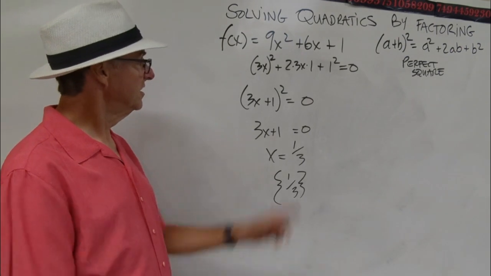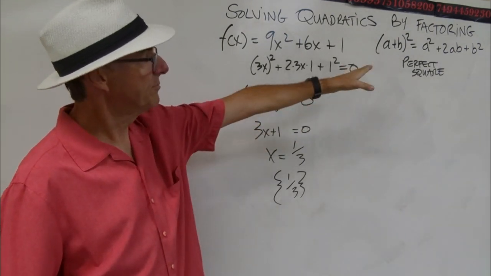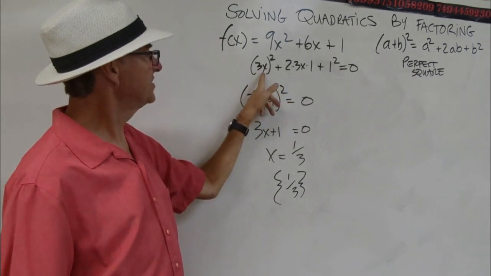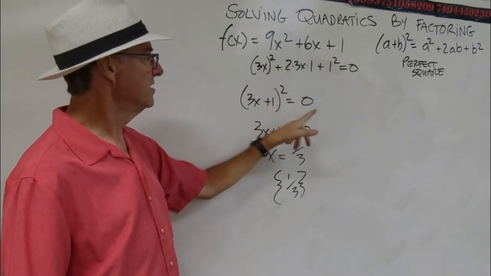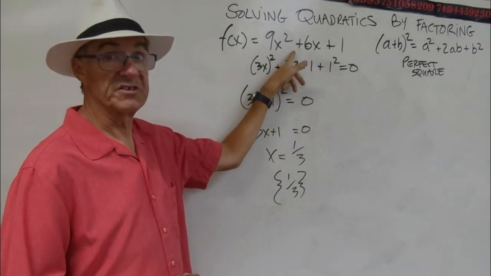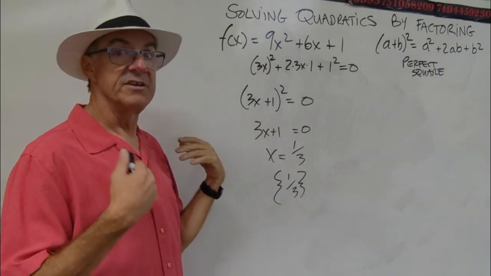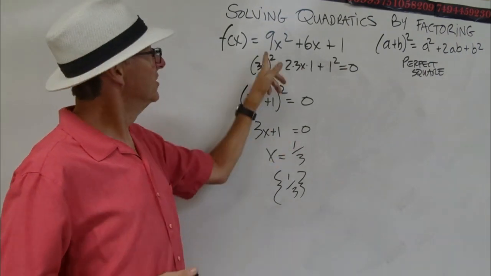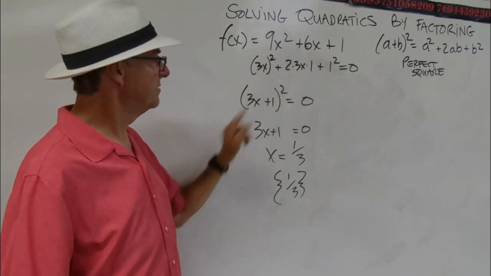All right, let's take a look. I got (3x plus 1) squared equals 0. That's using the perfect square pattern. My first thing plus my second thing, squared, equals 0. So that's the factorization of this perfect square. Now, I think perhaps the crux of this is remembering to recognize the patterns. You could factor that with split the middle term and it would work, but this is much, much quicker.